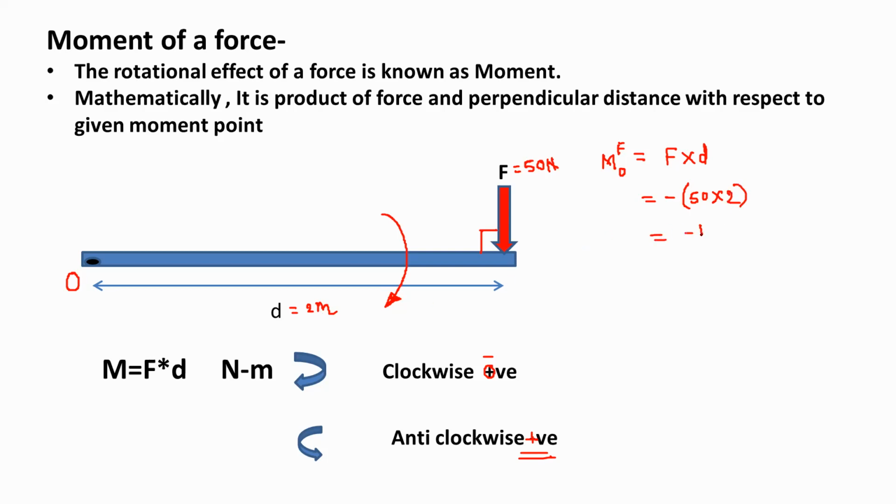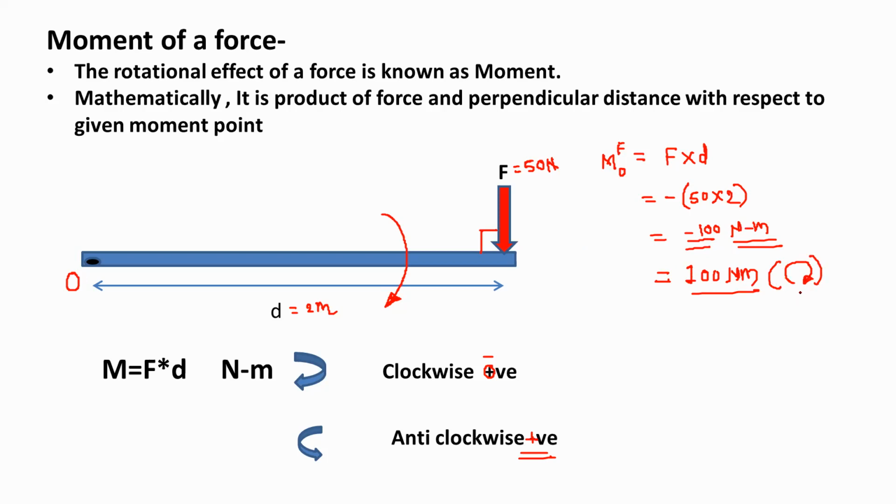So this moment is minus 100 Newton meter. This is actually the direction when we solve the problem. Otherwise, we can specify the moment of 100 Newton meter as a positive value, and then we have to mention the direction, whether it is clockwise or anti-clockwise.